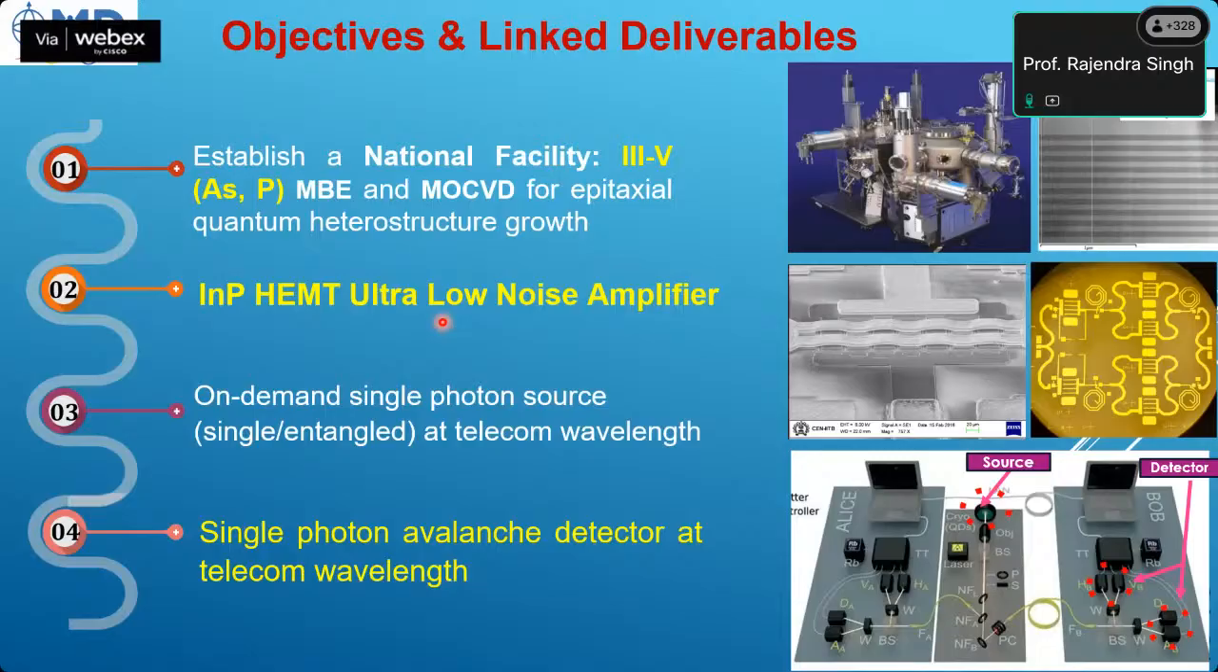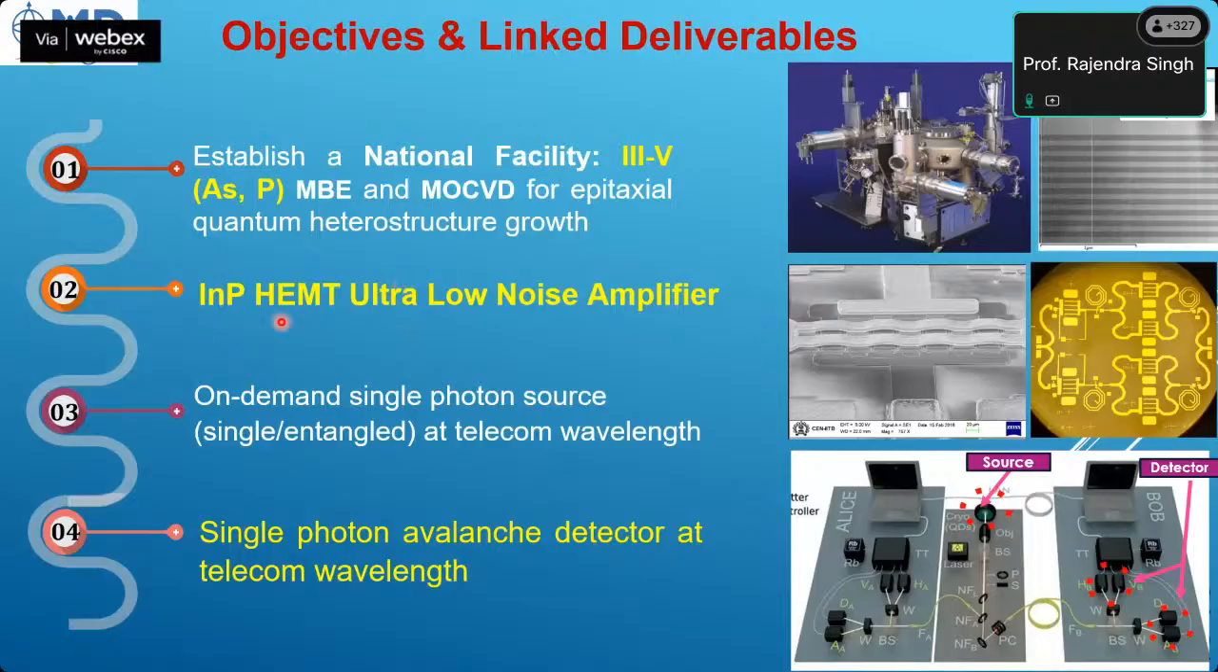So in current technologies, these are the best kind of pre-amplifiers which can work at 4 Kelvin. So that's why this is the technology which we will be developing for the superconducting qubit technology group. For the computing group, we will be developing this technology.